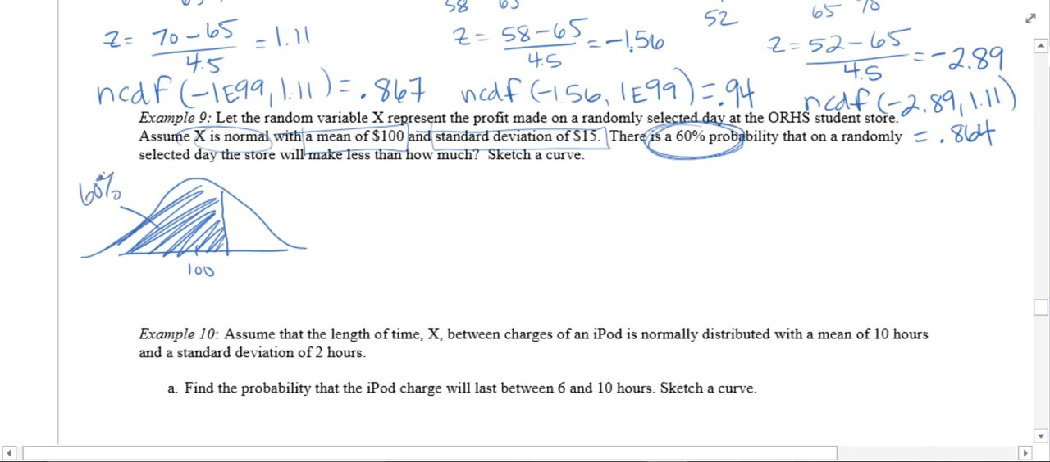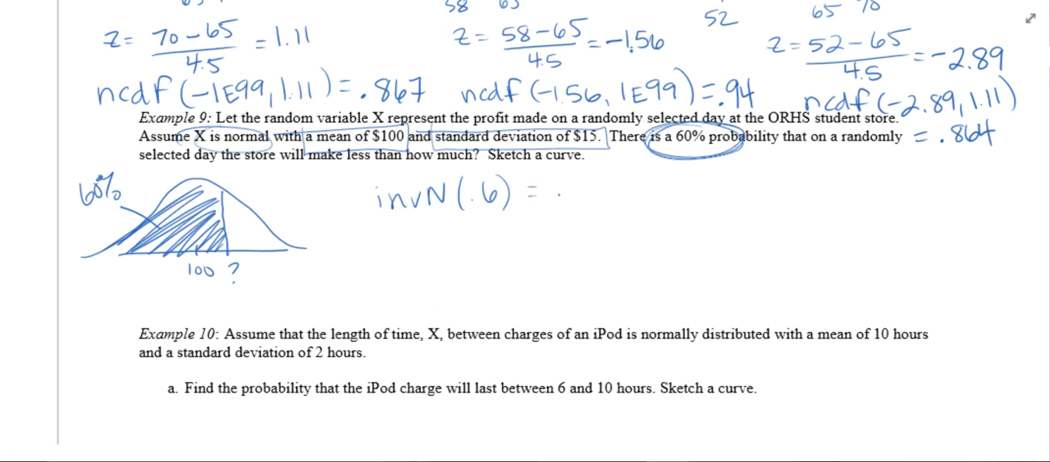So we want that value where 60% is less than it. So what is this? We don't know. Do you remember how to find this? Okay, so we're not going to use normal CDF. We're going to use the other command, which is inverse norm. So we're going to do inverse norm of 0.6. Okay, and what that does is it's going to put out our z-score.